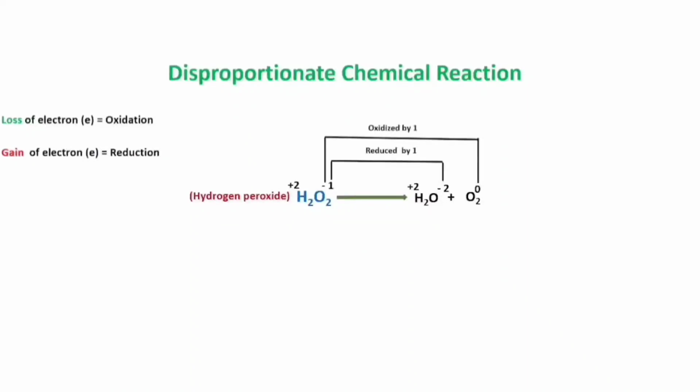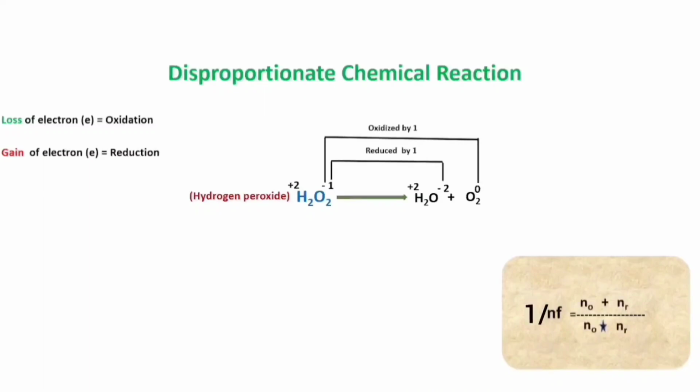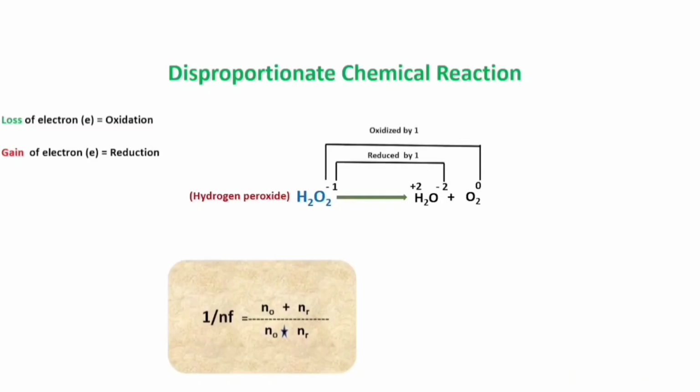So, what is the N factor of this chemical reaction? To know that, we have to use one formula. This is one of the formulas for calculating N factor. Number of oxidation plus number of reduction, divided by number of oxidation multiplied by number of reduction. And simply by putting all the values for the variables, we get that the N factor of this chemical reaction is 0.5.